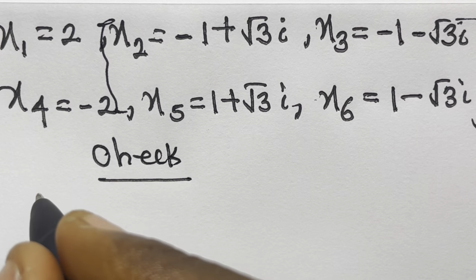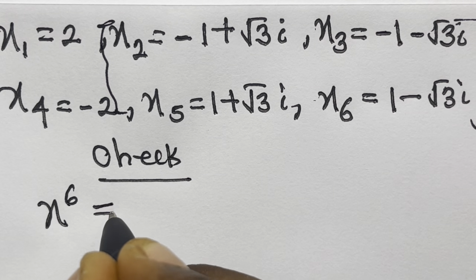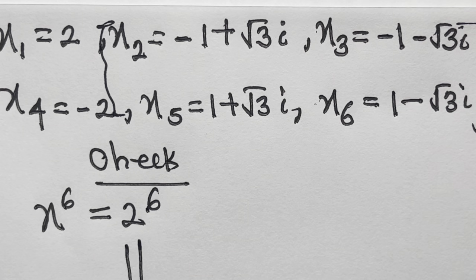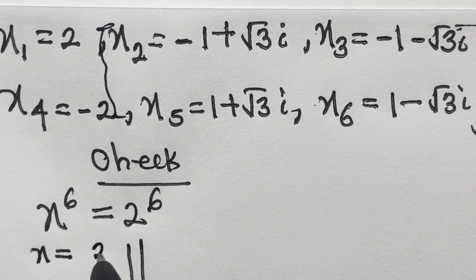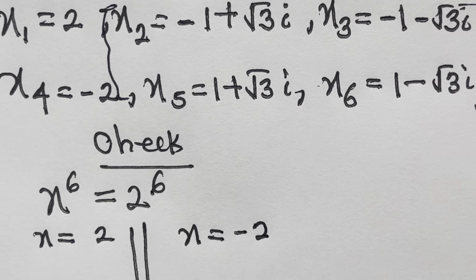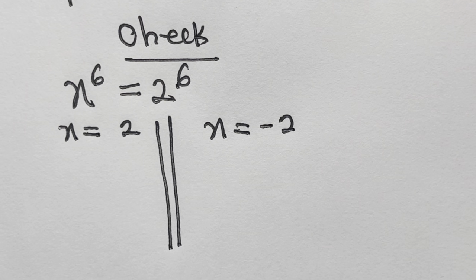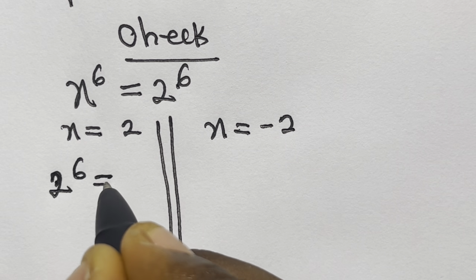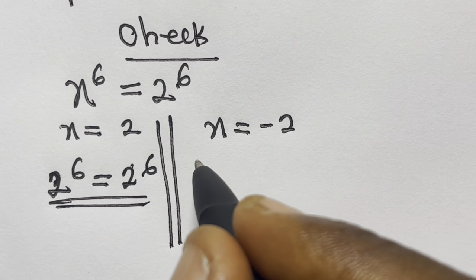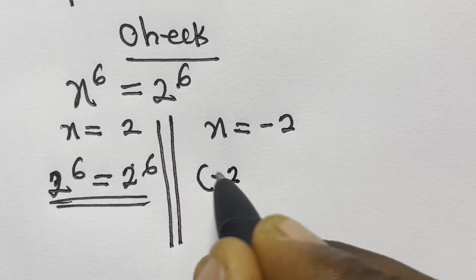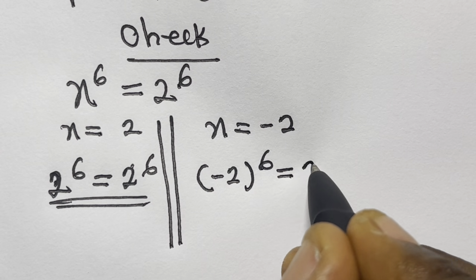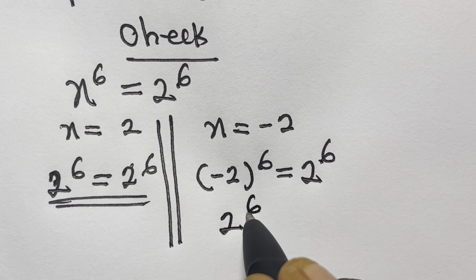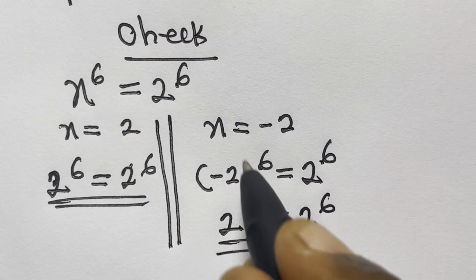Check. The question is x raised to power 6 equals 2 raised to power 6. So let's say for this, we have x equals 2, and for this, let's say we have x equals minus 2. So we want to start with the real solutions. So we are going to have x equal to 2. We have 2 raised to power 6 equals 2 raised to power 6. You see this satisfies. Also here we have x is minus 2, raised to power 6 equals 2 raised to power 6. This is even, right? So we are going to have 2 raised to power 6 equal to 2 raised to power 6. You see this satisfies the given equation.